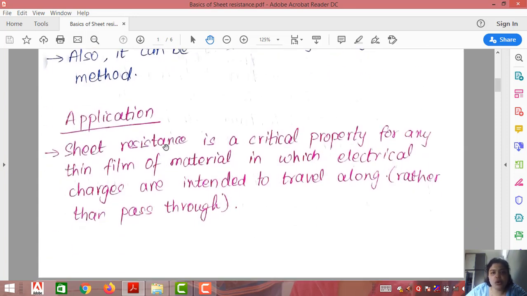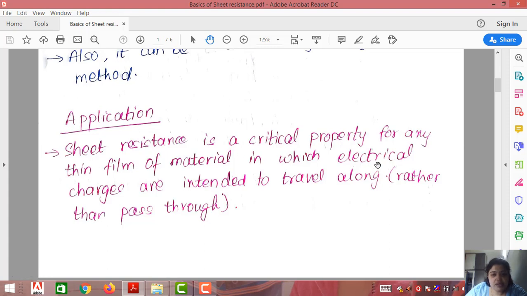What is the application of sheet resistance? It is a critical property for any thin film. Again, I am using the word thin film. The word thin film here means the width and length can be more, but thickness has to be very small. Basically, a thin film is considered a two-dimensional entity. Suppose you have length and width in, say, millimeters, the thickness would be in micrometers, very small compared to the other two dimensions. So though it is a three-dimensional structure, we will be considering only a two-dimensional entity because of very small thickness.